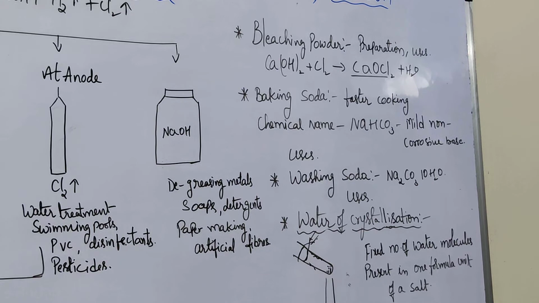Next, coming to washing soda. What is the formula for washing soda? It is also known as sodium carbonate. Sodium carbonate containing 10 water molecules is known as washing soda. And what are the uses? It is used in the glass, soap, and paper industries, in the manufacture of sodium compounds such as borax, and in removing the permanent hardness of water.